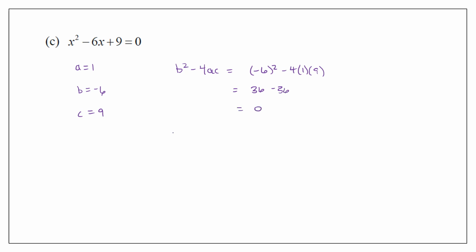Since our discriminant equals 0, our solution is a repeated real number that is a double root.